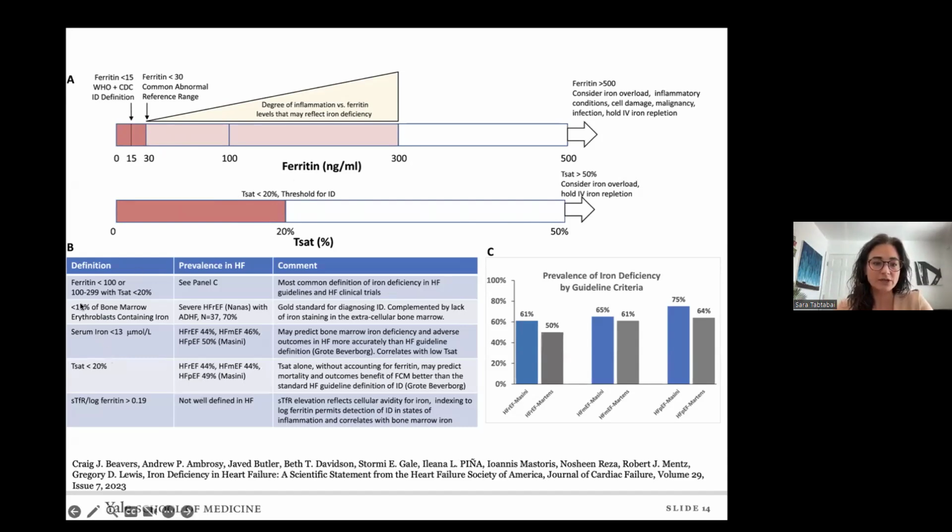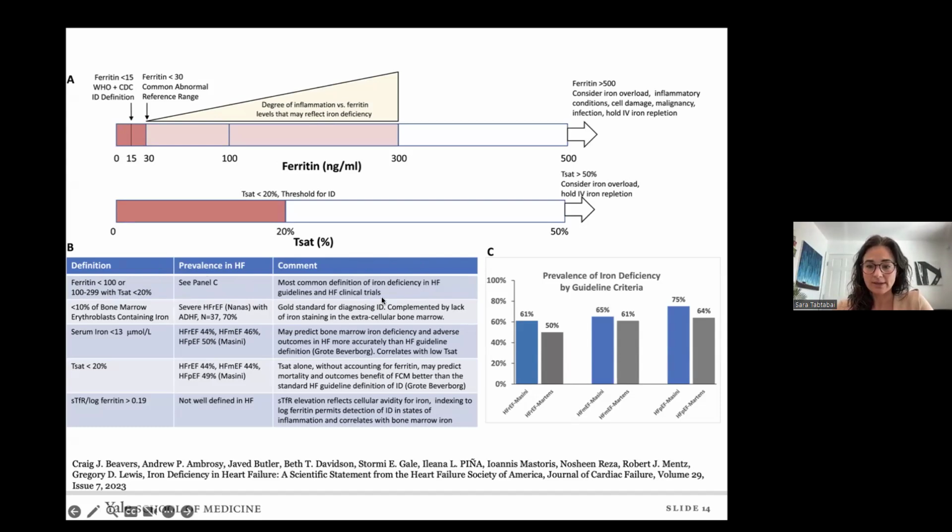Along the B panel here, I just want to highlight that a ferritin less than 100, or a ferritin level of 100 to 299 with a TSAT less than 20%, is the most common definition of iron deficiency in heart failure guidelines and HF clinical trials. So that's usually what I will check in patients to understand if they are iron deficient. And again, that's essentially independent of hemoglobin levels.